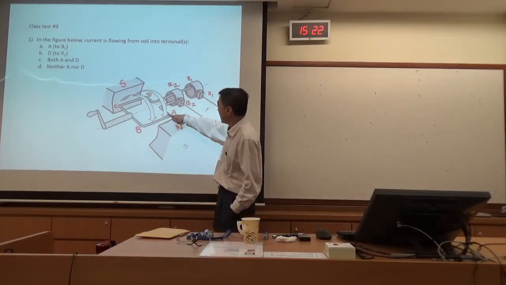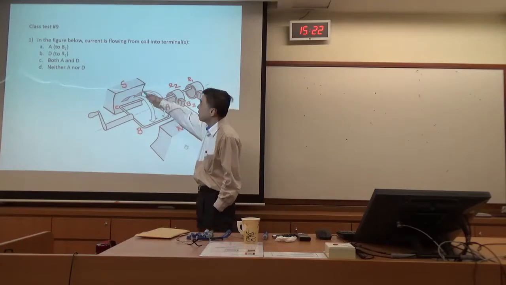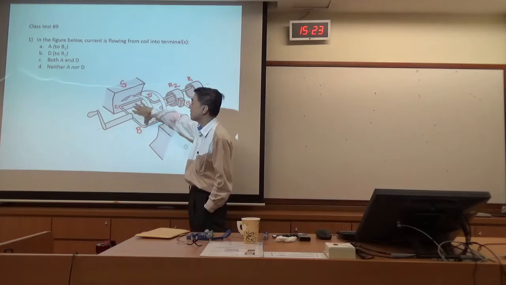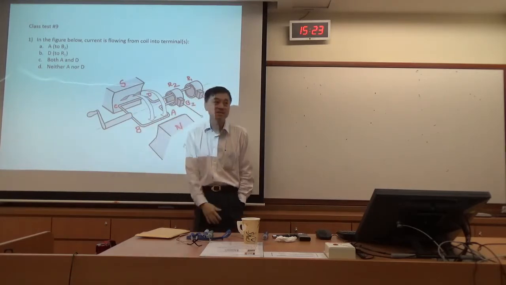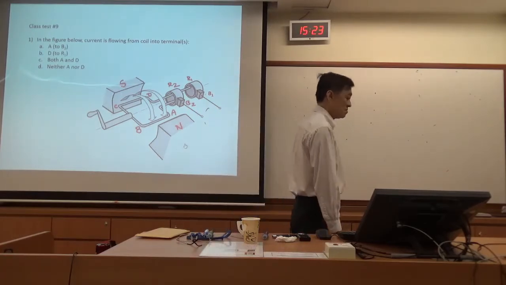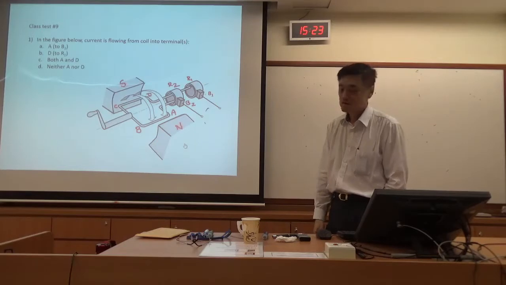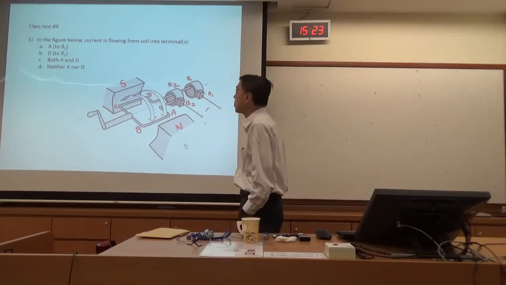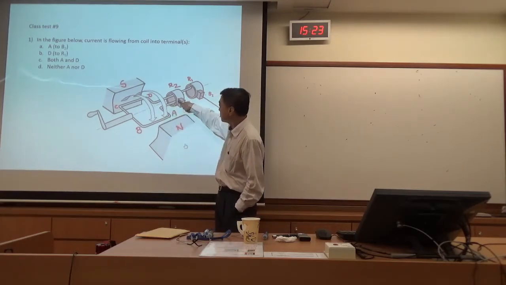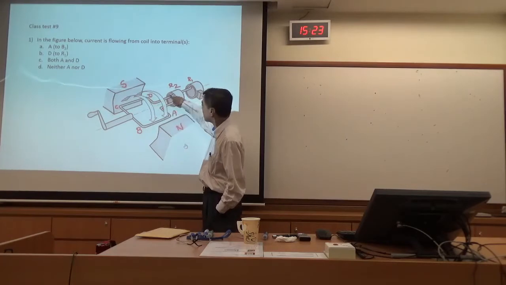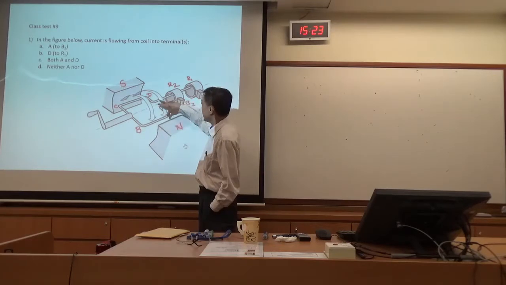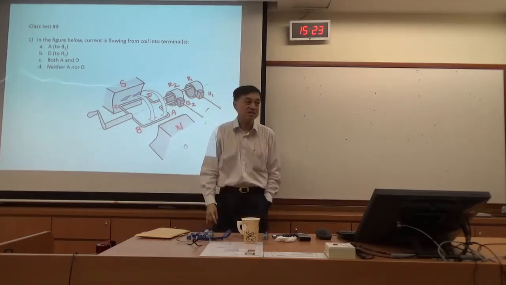Either the current is flowing from A to B2 or D to R2, or both this way, or both that way. The first one is A to B2 this way. The second one is D to R2 this way. A to B2 this way, D to R2 this way. Both A and B, or A and D, either A or D.